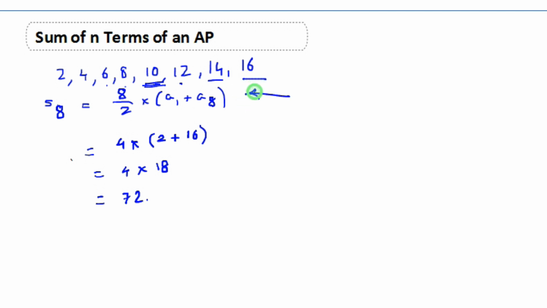So in simple terms, the formula for finding the sum of any n terms is n over 2 multiplied by the sum of the first term and the last term. So that should be the formula. Well, we can derive the same formula in a different way also.